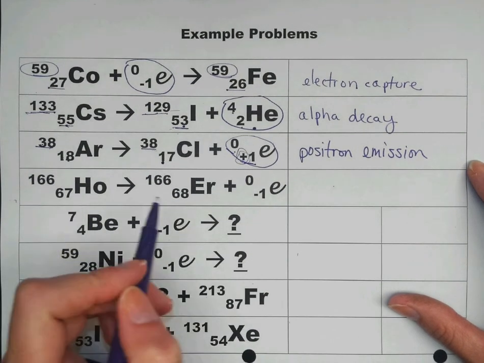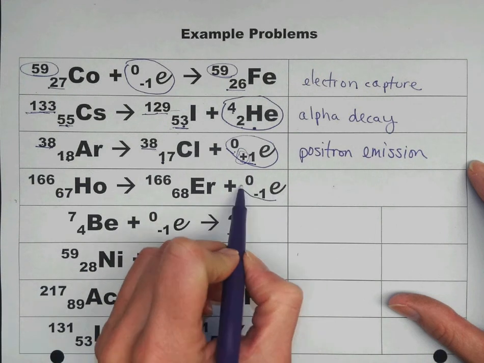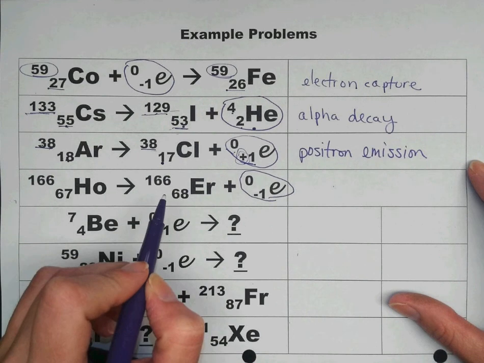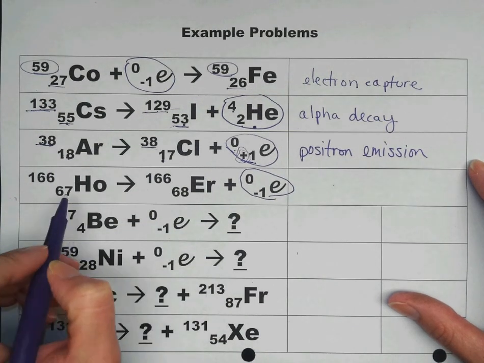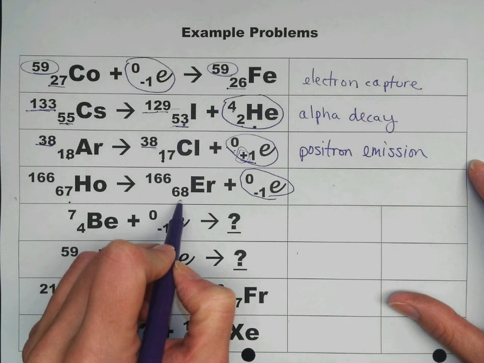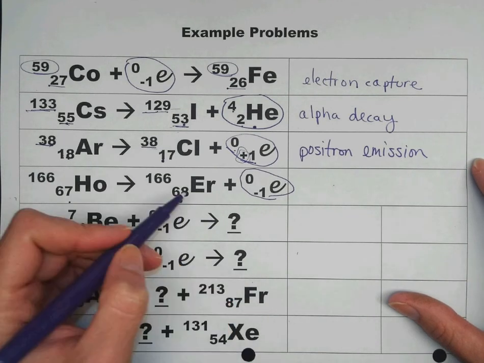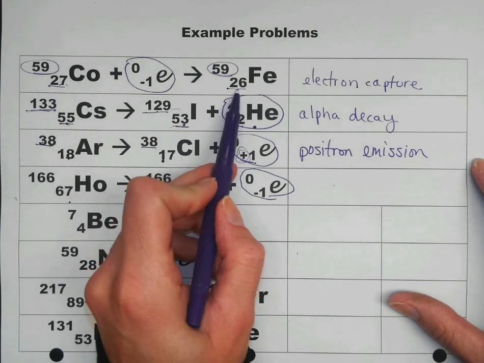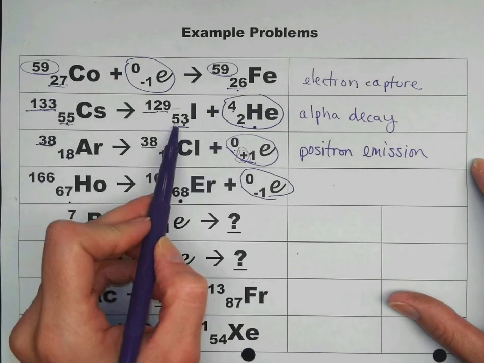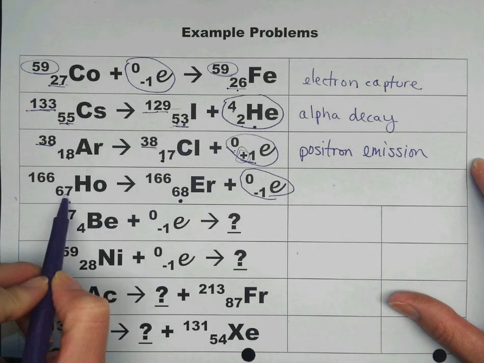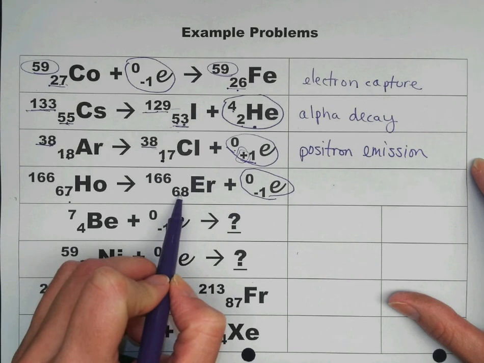Another example, looking at this one, we see this negative 1 e. So you're like, okay, well, it could be a beta particle. Is it electron capture? Is it beta decay? Well, what else is going on? If you notice, we increased our atomic number. We went from 67 to 68. This is the only type of radioactive decay in which the atomic number actually goes up. In all these other ones, 27 to 26, the atomic number went down. 55 to 53, the atomic number went down. 18 to 17, the atomic number went down. But in beta decay, the atomic number actually goes up.